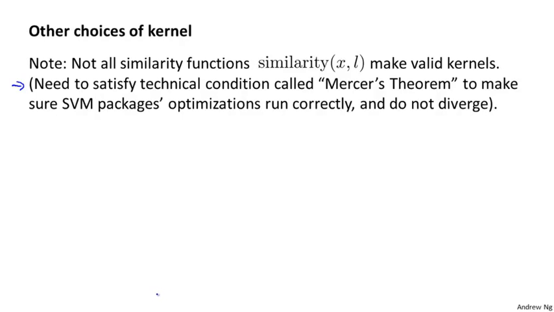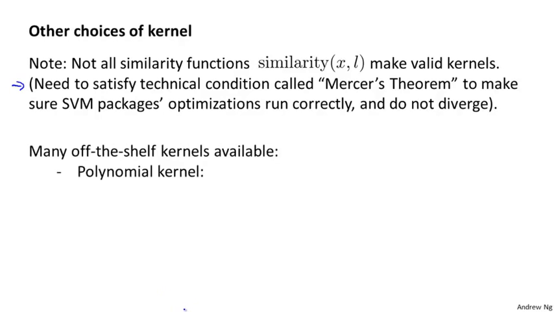So what most people end up doing is using either the linear or the Gaussian kernel. But there are a few other kernels that also satisfy Mercer's theorem and that you may run across other people using, although I personally end up using other kernels very, very rarely, if at all. Just to mention some of the other kernels that you may run across, one is the polynomial kernel. For that, the similarity between x and L is defined as, there are a lot of options, I guess. You can take x transpose L squared.